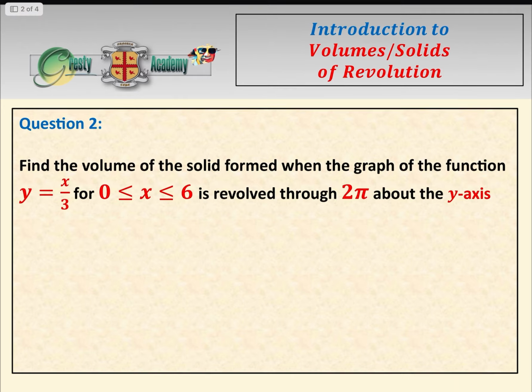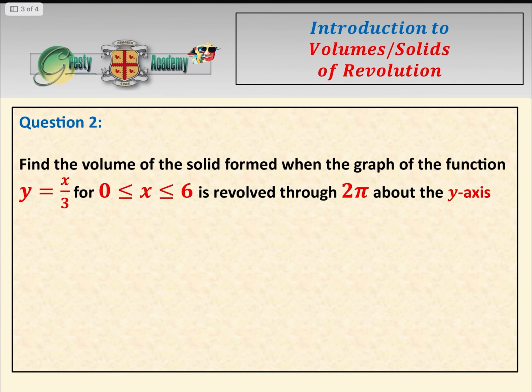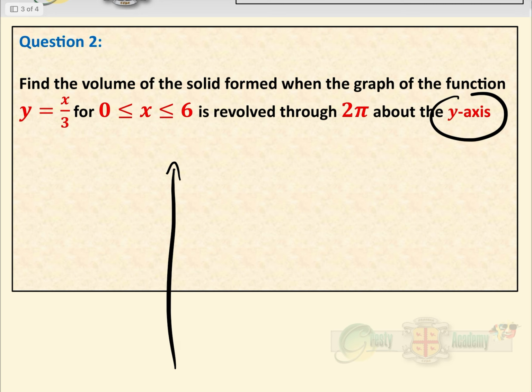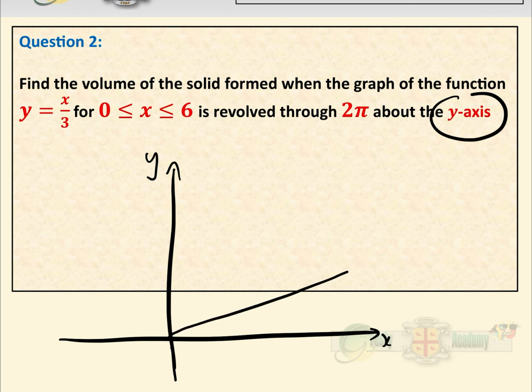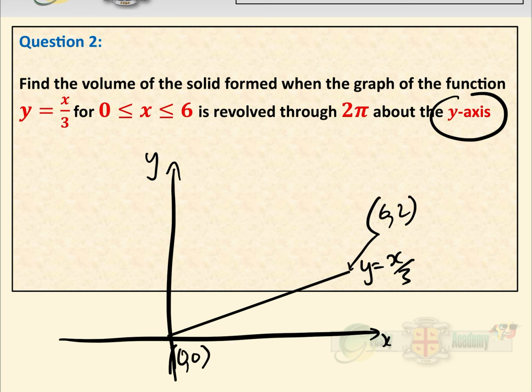This is question type number 2, almost an identical question, but instead of revolving it around the x-axis we're going to revolve it around the y-axis. Okay, so let's have a look again. Here is our xy plane, here's our x, and here is our y, and again here is the line y equals x over 3. So this again is the point 6,2, exactly the same, and this is the point 0, 0. But this time we're revolving it around the y-axis. So let's have a look.